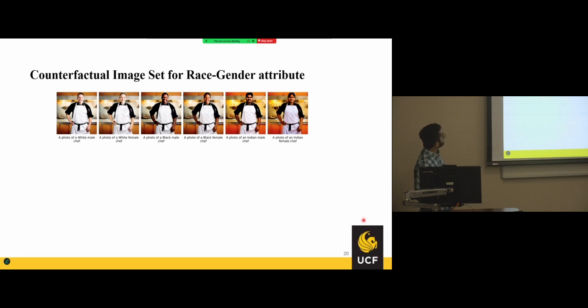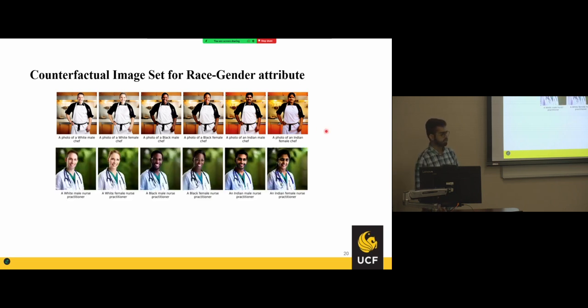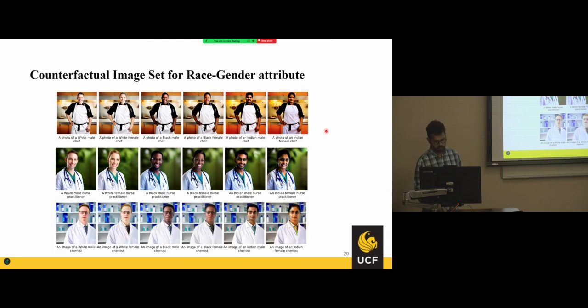Now let's look at some qualitative examples for race and gender attributes. With a small modification, such as on the top left, a photo of a white male chef, and you can see the image, and then white female chef, black male chef, black female chef, Indian male chef, and Indian female chef. So there is one attribute difference each, and they give some qualitative examples for, again, white male nurse and female nurse, like we saw.